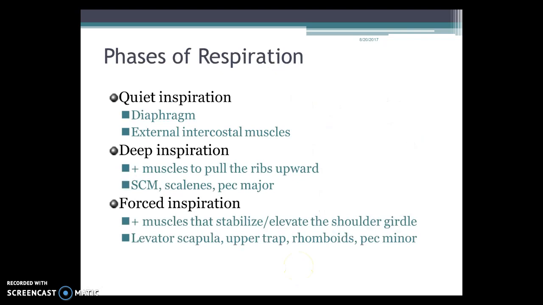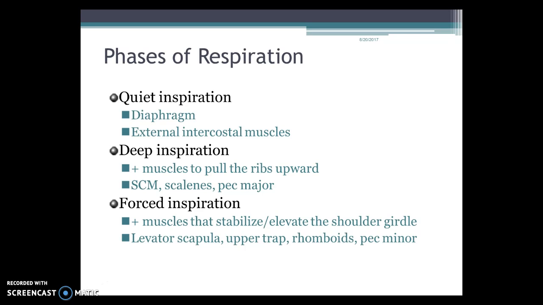Okay, so different phases and the muscles involved with respiration. With quiet inspiration, you're going to use the diaphragm and external intercostal muscles. With deep inspiration, where you're trying to get your air down lower into your lungs, you're going to be using any muscles that will tend to pull the ribs upward. So you're going to use your SCM, your scalenes, your pec major.